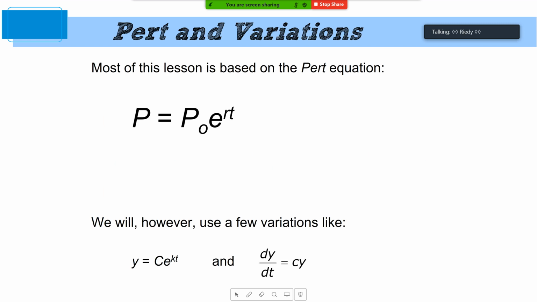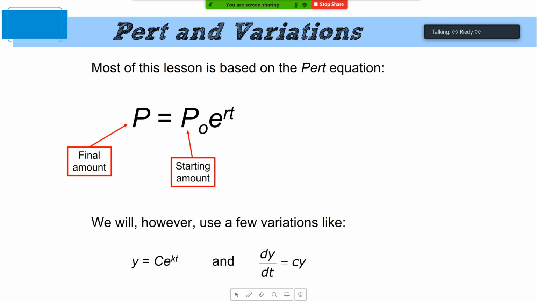So the Pert equation. Now, last year, depending on how your teacher did this, they may have had A equals P e to the rt. It can be written in a couple different forms. This is how I've traditionally learned it, where P is the final amount, P naught is your starting amount, and e is just e.